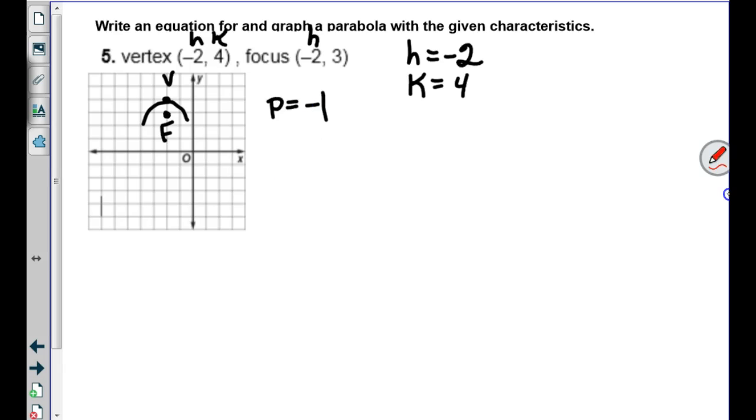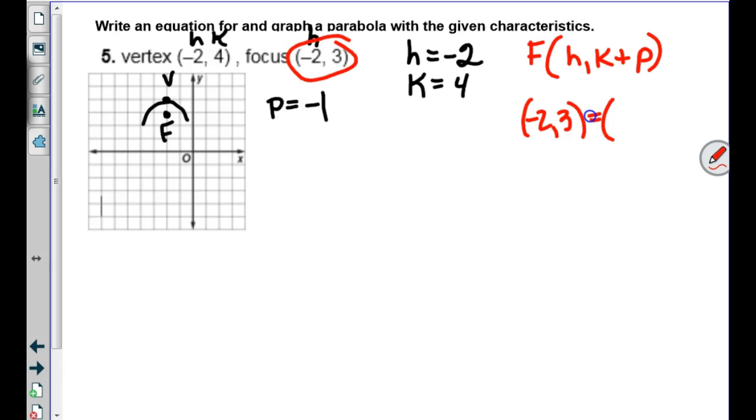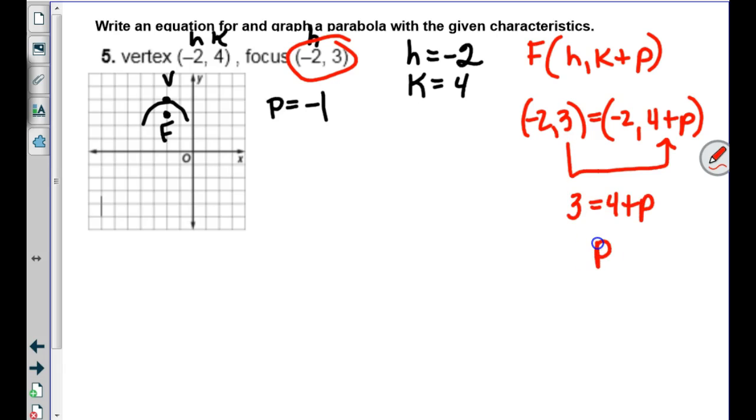All right, but let's pretend we weren't that smart. Let's pretend we had to use the focus. What is the equation for the focus when it's opening this direction? It's H comma K plus P, right? Well, you know that the focus is at -2, 3 from right over here. And you know H is -2, K is 4. So can you figure this out right here? 3 has to equal 4 plus P. What does that make P? -1? Oh.